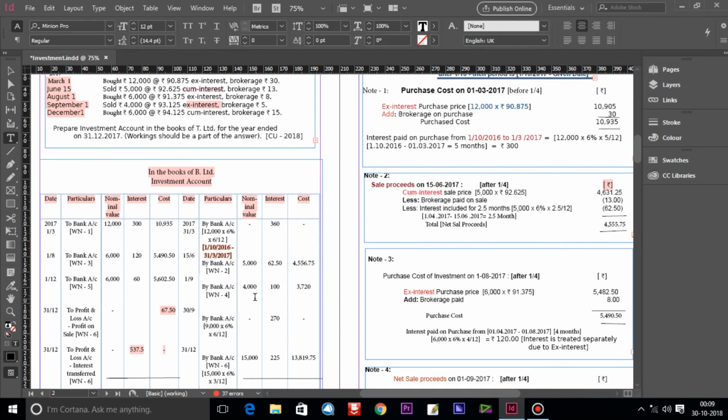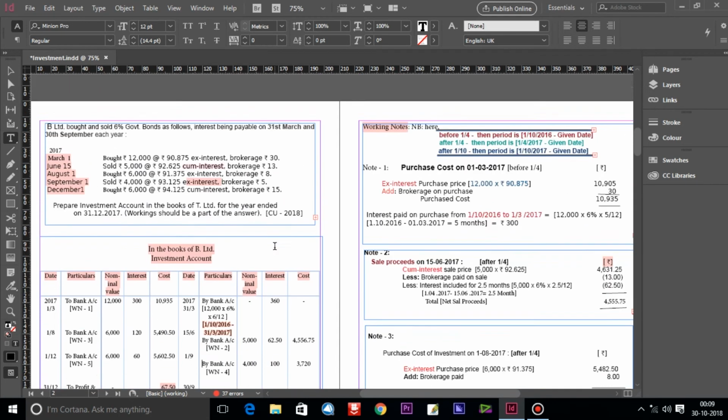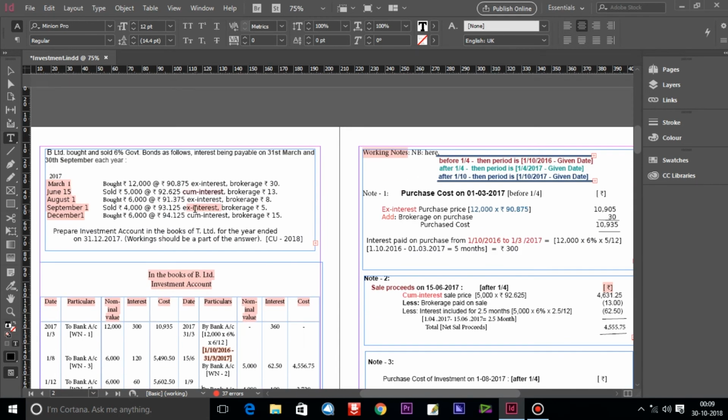It is an ex-interest sale price, 4,000 into 93.125. You have to multiply that rate, and we got 5482.50, and add brokerage being 8. Therefore, we have to add brokerage to it, and we got the purchase cost 5490.50, and we got interest 120.